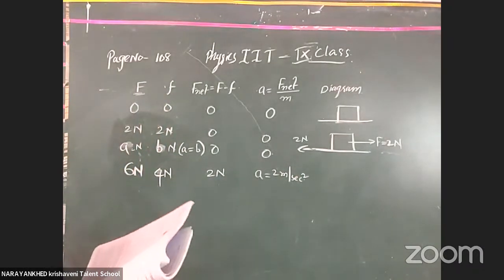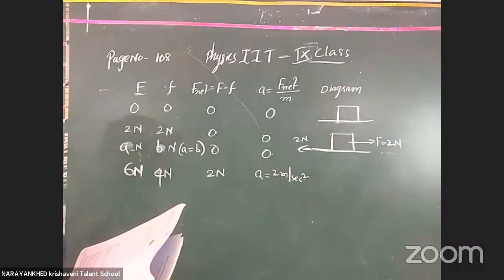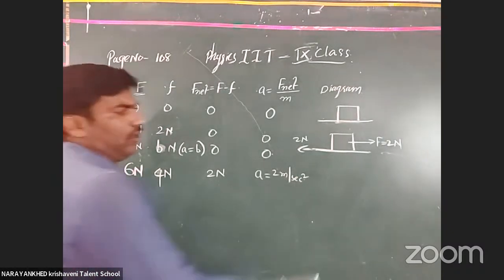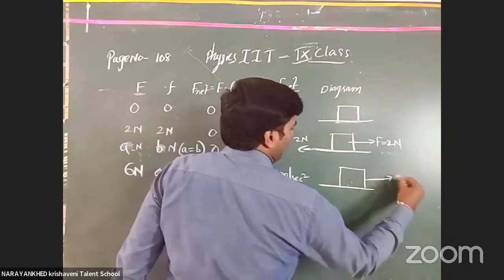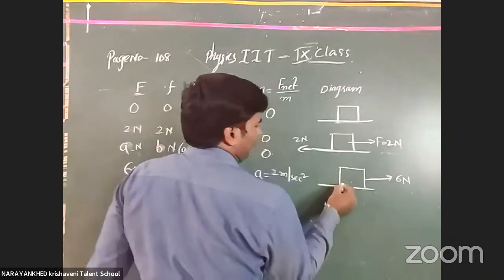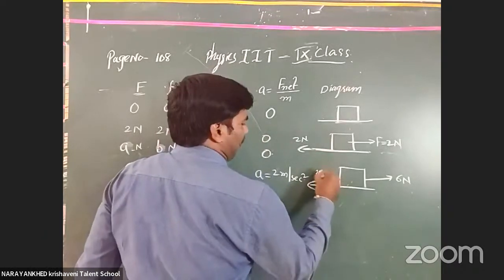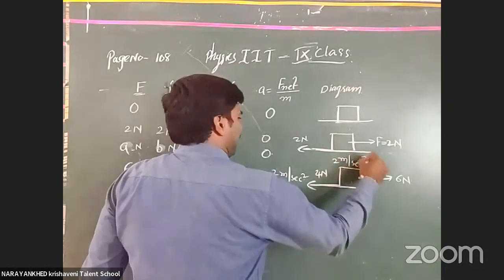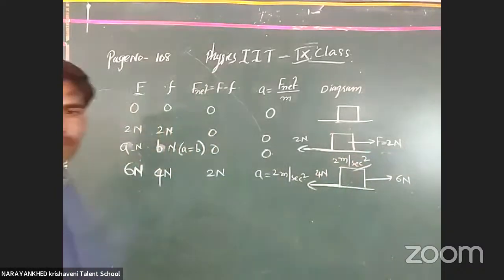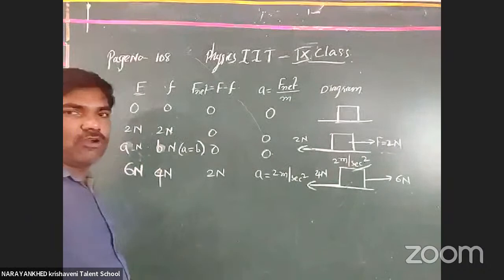Okay, now how do you consider this totally? Here we take this body, and the body moves forward with the 6 newtons. Our frictional force applied is only 4 newtons and there is 2 meters per second square acceleration. Okay, got it? I hope you got it here.